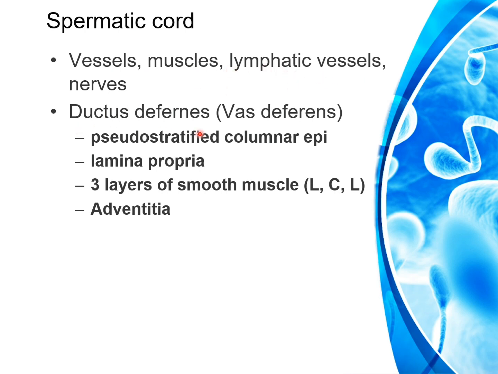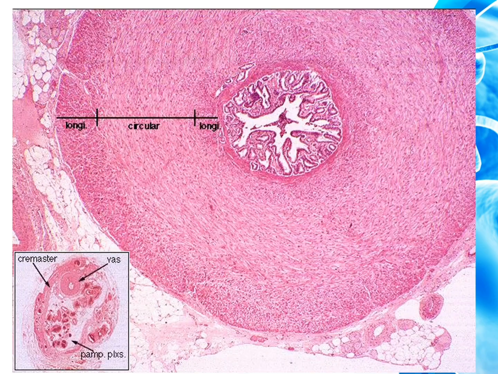Histologically, the ductus deferens is lined by pseudostratified columnar epithelium. Underneath the epithelium there is a lamina propria and a very well defined thick muscle coat, which is organized into three layers: inner and outer longitudinally arranged smooth muscle layers and a middle circularly arranged smooth muscle layer. Outer to this muscle layer is the adventitia, which is loose connective tissue. This is the histological diagram of the ductus deferens.